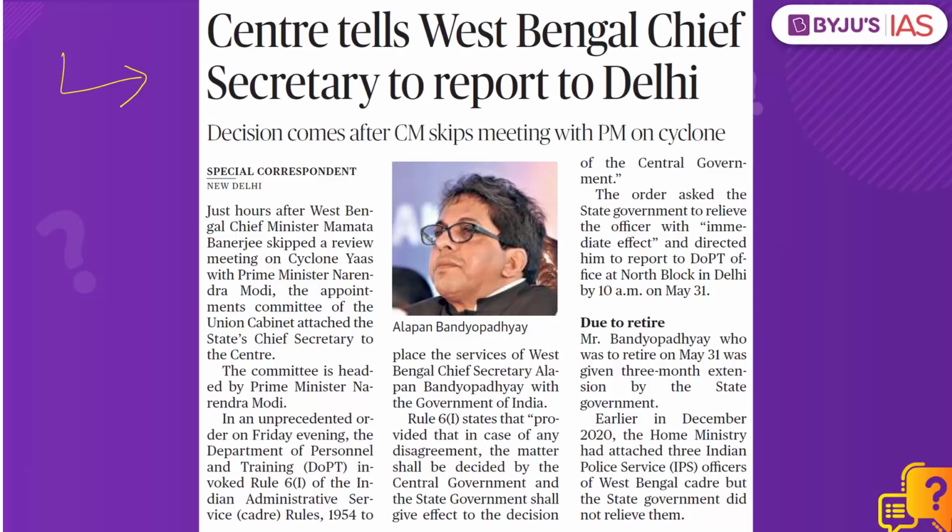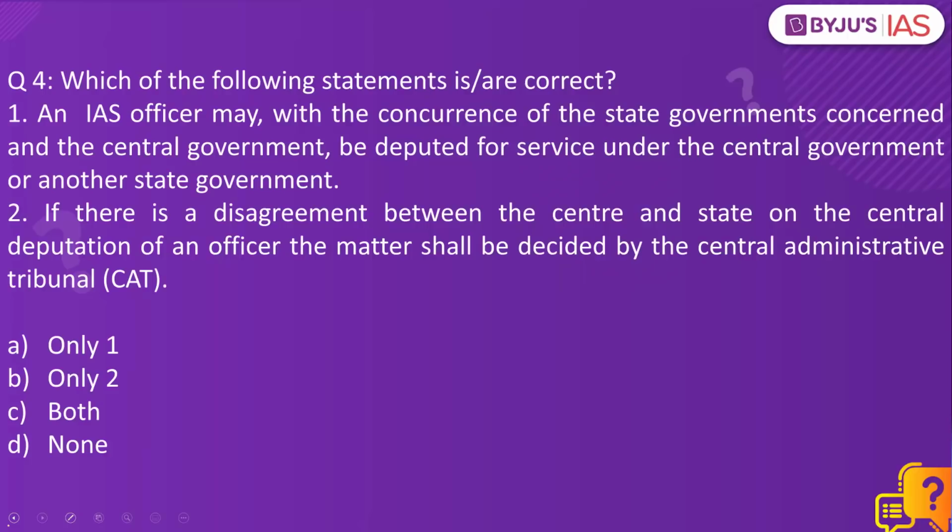The center tells West Bengal Chief Secretary to report to Delhi. This decision comes after Chief Minister Mamata Banerjee skips meeting with Prime Minister on cyclone. An IAS officer may, with the concurrence of the state governments concerned and the central government, be deputed for service under the central government or another state government.